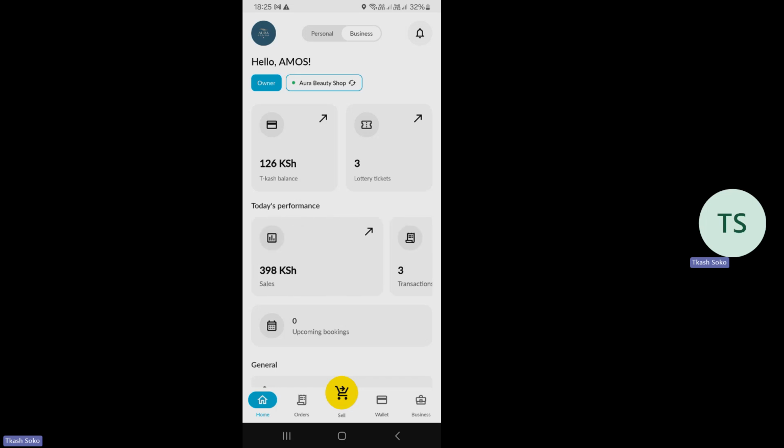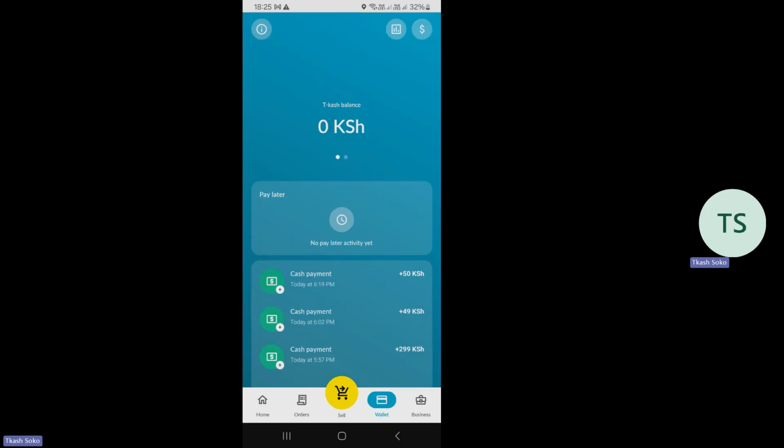If you look down there, at the very bottom, you have the home option, the orders, the sale, the wallet, and the business. So there is one powerful tool that I want us to exploit, the wallet. When I tap on the wallet, of course, there are a number of icons at the very top, and I would want us to understand them and get to know how we can use them for the sake of our businesses.